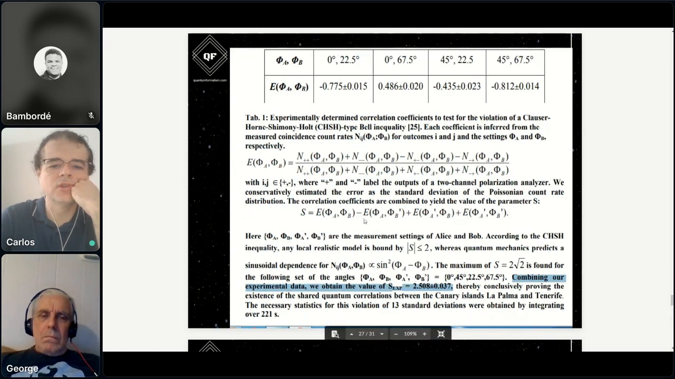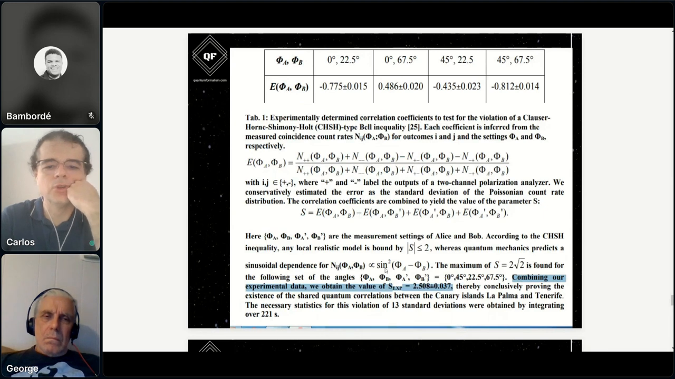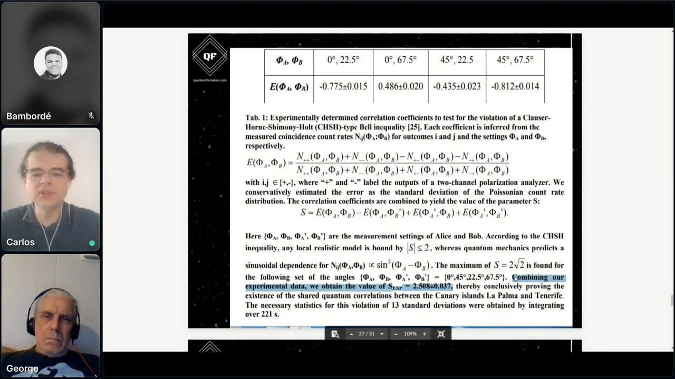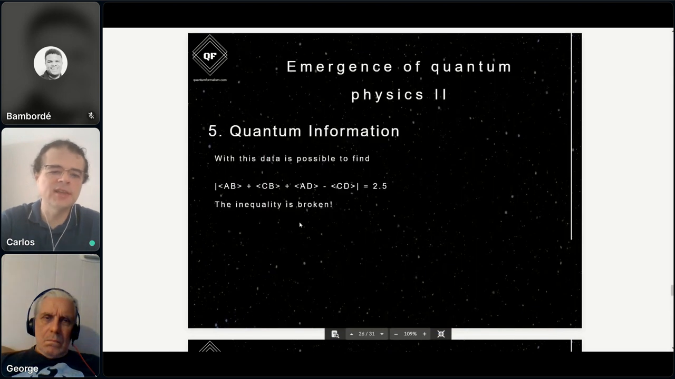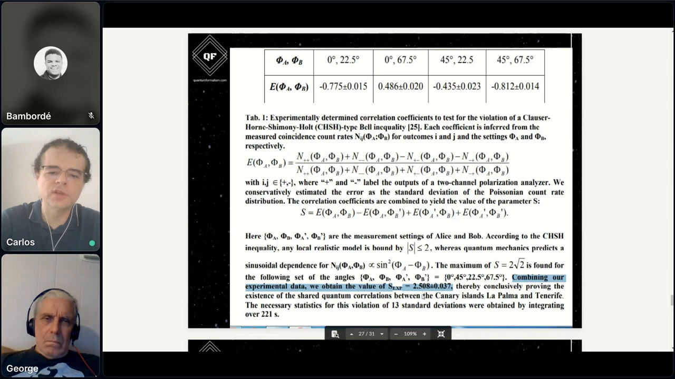Okay. The minus is here. So this is the result defined. Combining our experimental data, we obtain the value for this S. This S is the inequality. The experiment gives this 2.5 with the zero.